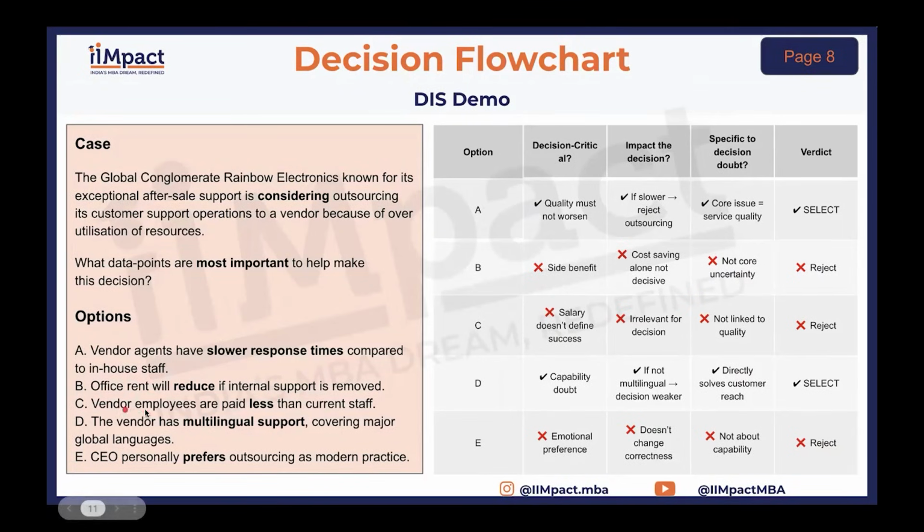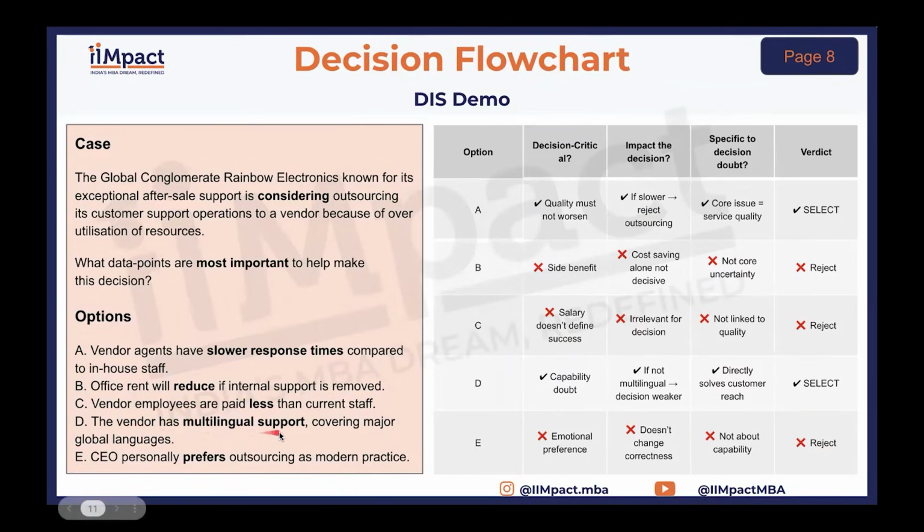Option number three, vendor employees are paid less than current staff. Your salary will not define the success. Just because the vendor employees are getting paid less than my current staff does not mean their quality will not be up to the mark. So it is not a decision critical data point. It is irrelevant to the decision. It is not impactful. Whether the vendor's employees get paid more or less than my in-house staff, it will not impact the yes or no at all.